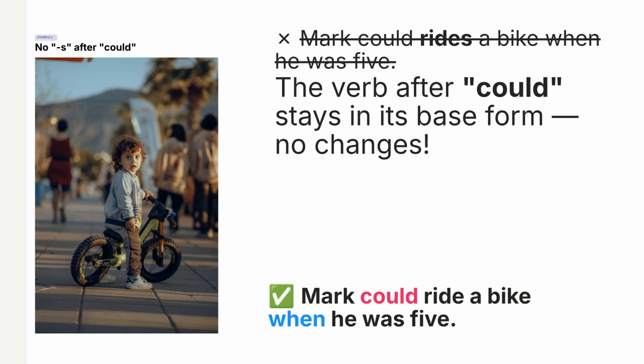Example 3 reminds us that there is no s after could. The correct sentence is, Mark could ride a bike when he was 5. The incorrect sentence is, Mark could rides a bike when he was 5. The verb after could always stays in its base form with no changes.